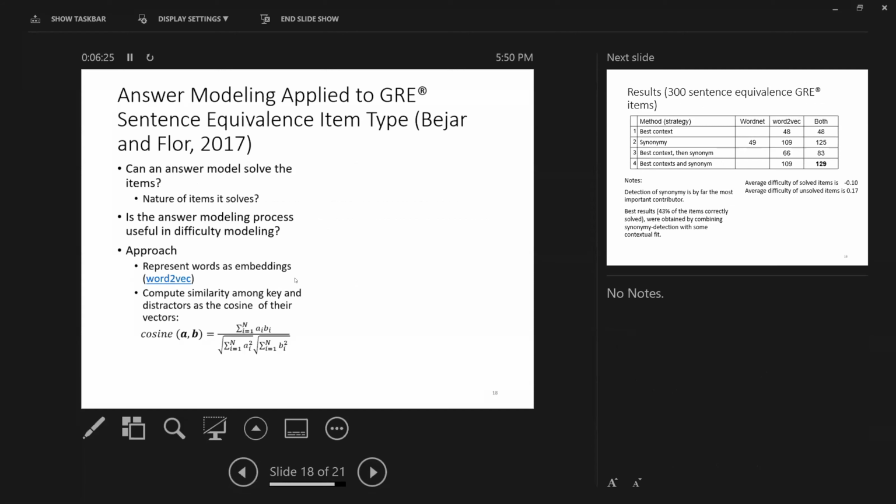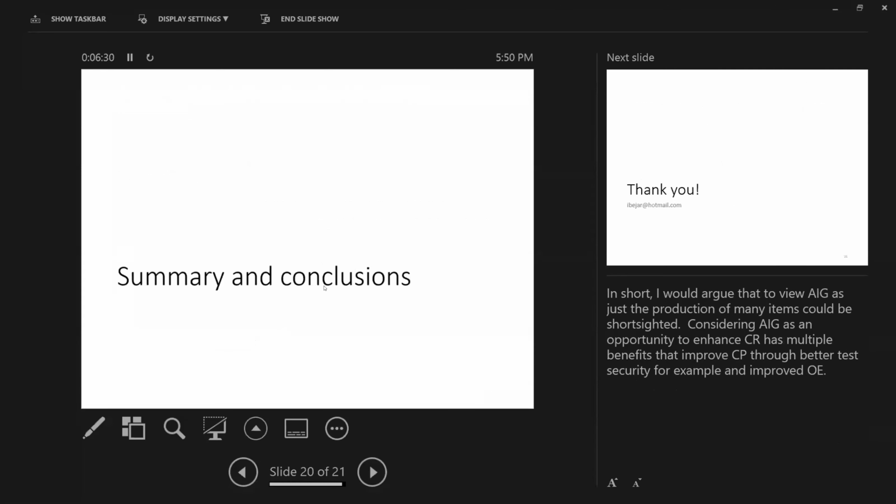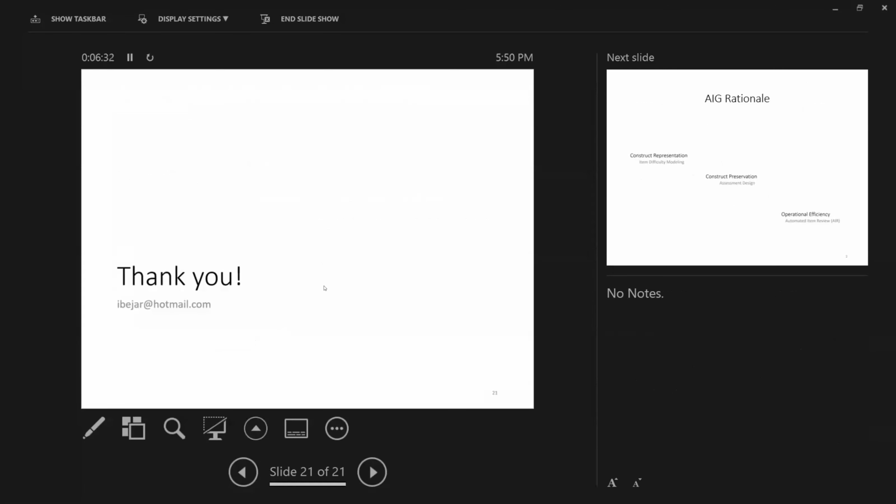I want to quit here because I want to leave at least 10 minutes for Steve. So again, my point is that those three criteria, construct representation, preservation, and so forth, are going to become increasingly important as more of these AIG projects come out, and we need to sort through them. The notion of cranking out lots of items, to me, would be short-sighted. We would fail to learn about the construct. We would not leverage that effort to improve efficiency, etc. So anyway, that's my point.